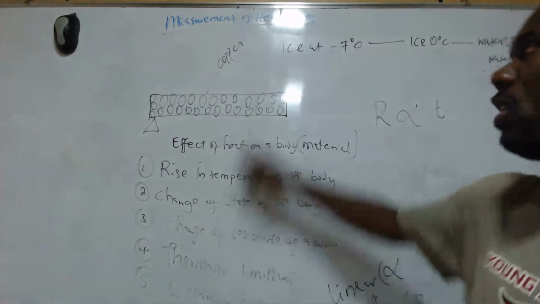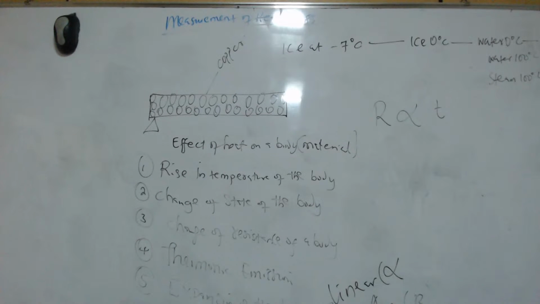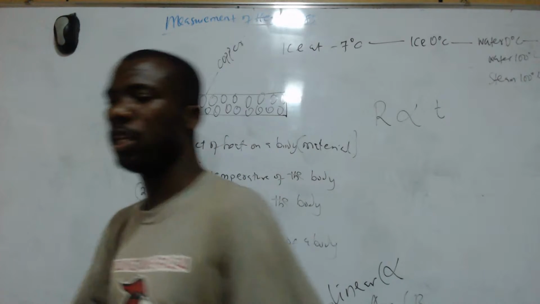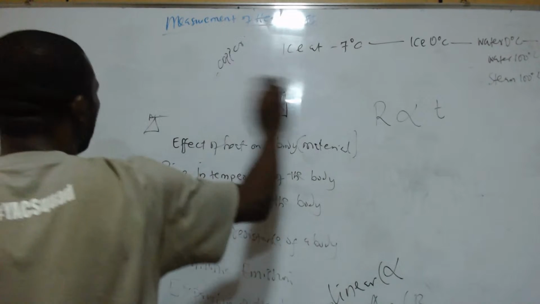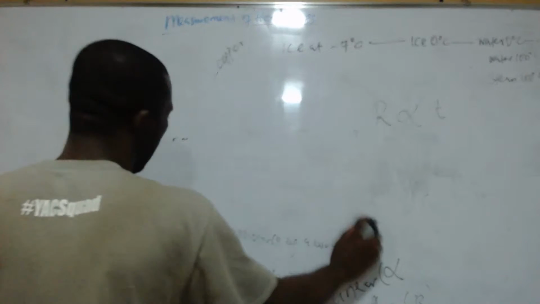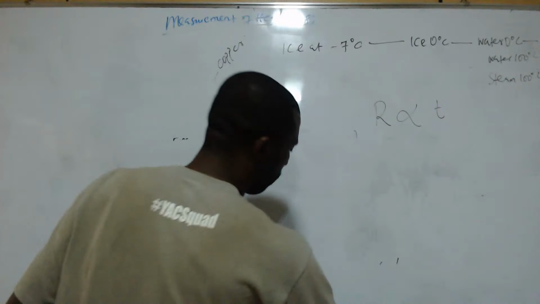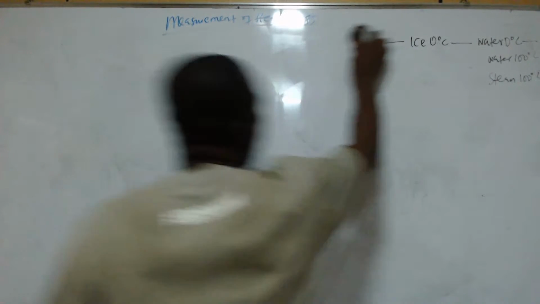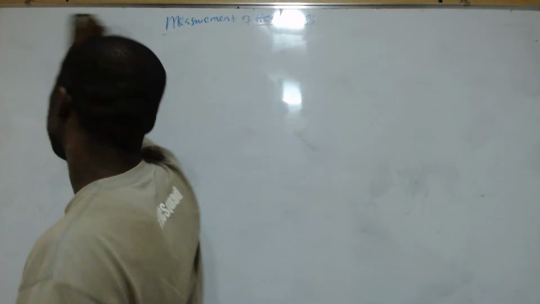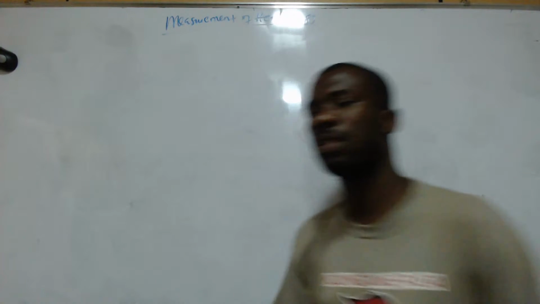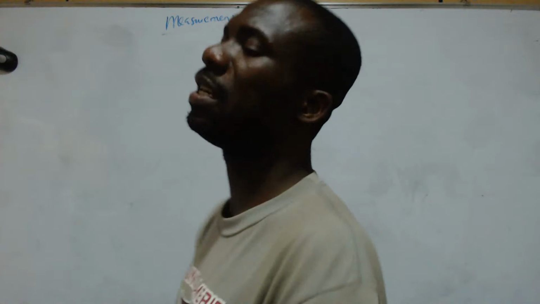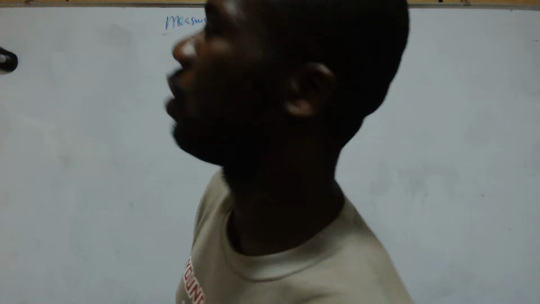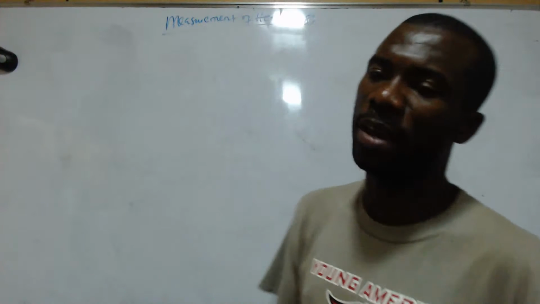Now let's go to measurement of heat itself. In measurement of heat, we will talk about the specific heat capacity of the material. Now we have different materials. We have copper, we have water, we have kerosene, we have turpentine, we have naphthalene. These are different materials. Their specific heat capacity varies. Why is it that their specific heat capacity varies? It varies because of the way the molecules are arranged.